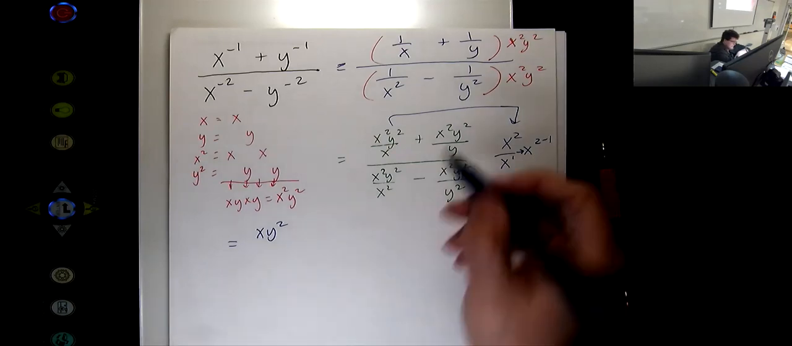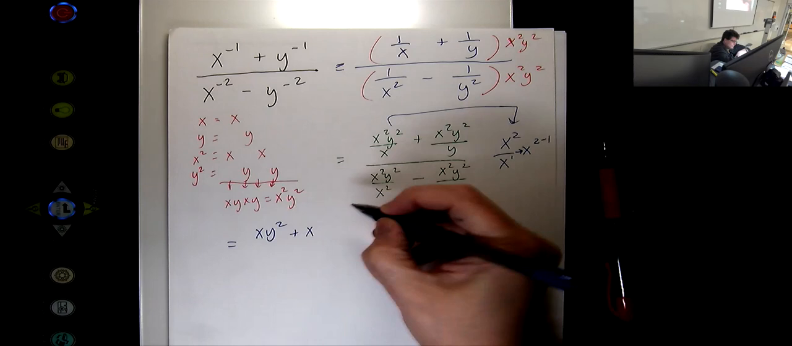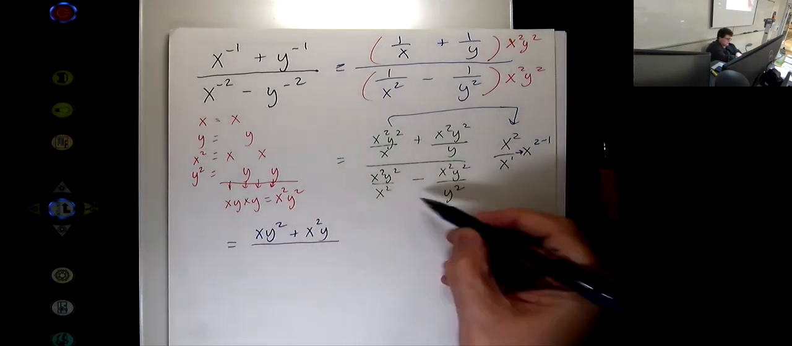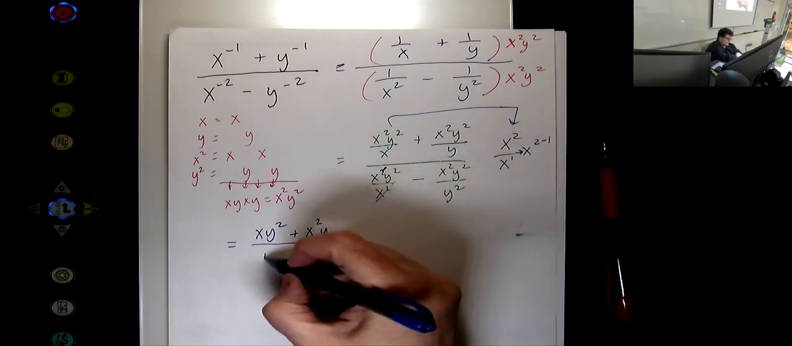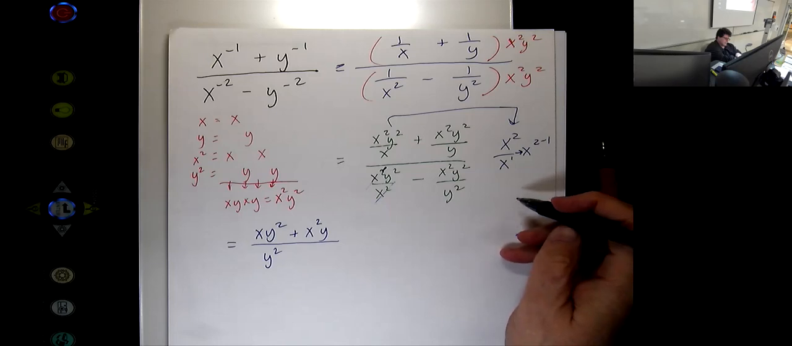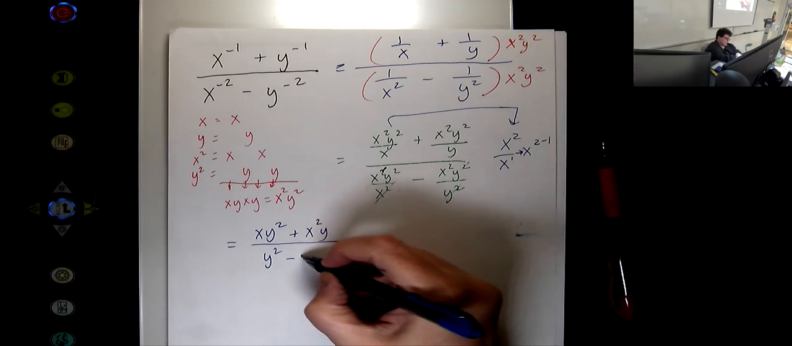And the same thing happens with the y squared and the y. I can cancel out a y. I'm going to be left with an x squared y. On the bottom here, the x squareds cancel, and I'm just left with y squared. On this one, the y squareds cancel, and I'm left with x squared.